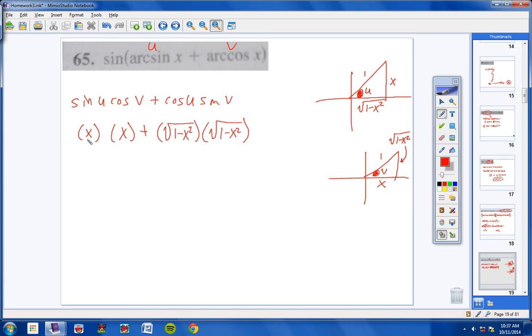X times x is x squared. Plus, now remember, anytime you multiply an exact square root times an exact square root, you get what's on the inside, okay? So square root of 1 minus x squared times square root of 1 minus x squared is 1 minus x squared. There we go. Now look at this. X squared plus 1 minus x squared equals 1. And that is the answer. The answer is 1. So there's your algebra expression, 1. Okay, kind of funny. All right, 69.